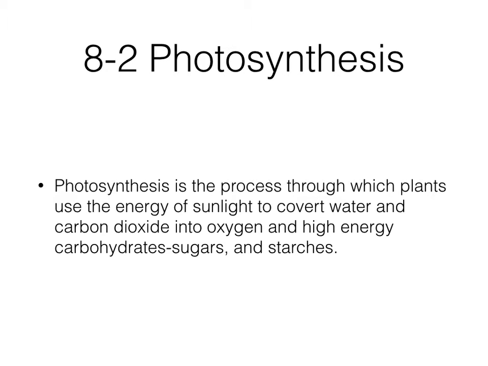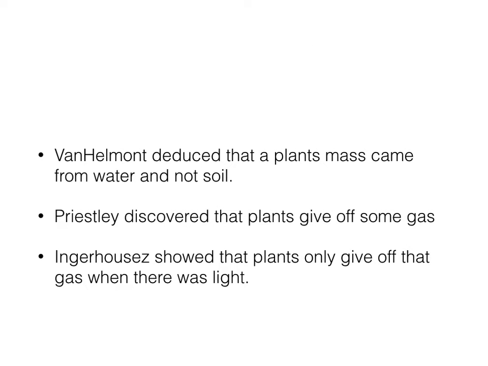Section 2 is on photosynthesis, and photosynthesis is the process through which plants use the energy of sunlight to convert water and carbon dioxide into oxygen and high energy carbohydrates, sugars, and starches. So we're going to deal with photosynthesis. We are converting that water and CO2 into carbohydrates and oxygen, right? And the sun is going to be what powers this reaction.